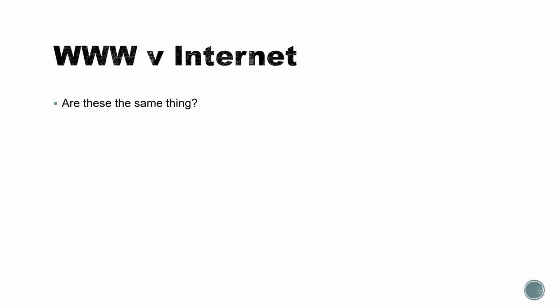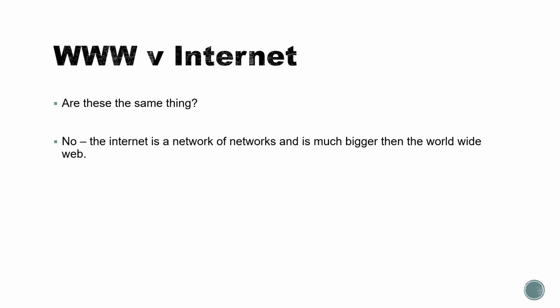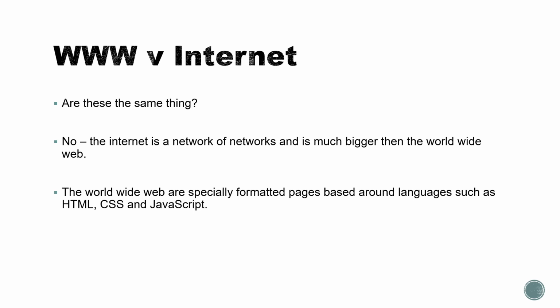So obviously the World Wide Web and the Internet are used very interchangeably. We could talk about our Internet being slow, or we could talk about our web being fast, or whatever it might be. Ultimately, the World Wide Web is a subset of the Internet. The Internet is a massive network of networks that could be things which are much bigger than the World Wide Web. So it could be a network of databases that are linked together, or it could be a telephone system, whatever it might be. Whereas the World Wide Web is specially formatted web pages based around languages such as, but not limited to, HTML, CSS, and JavaScript.